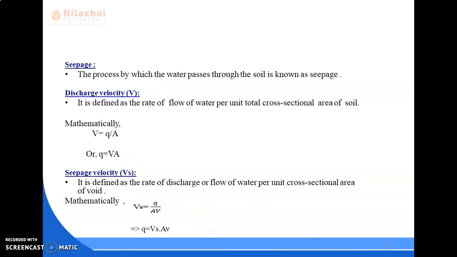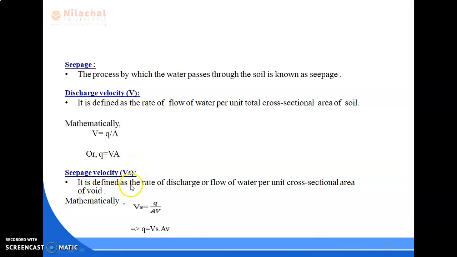Next is seepage. Another term after permeability is seepage. It is the process by which water passes through the soil, and it is known as seepage. Next is discharge velocity. These are 2 mark question definitions. It is defined as the rate of flow of water per unit total cross sectional area of the soil. So mathematically V equals Q by A, or Q equals V into A.